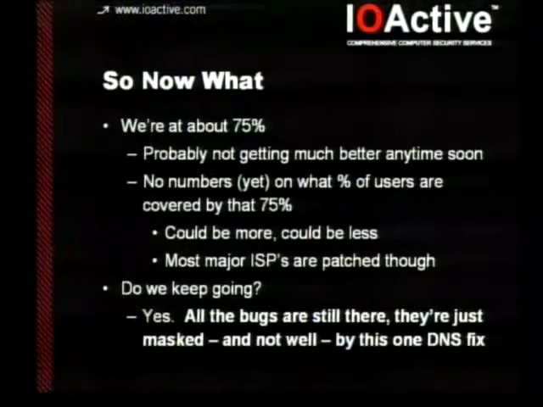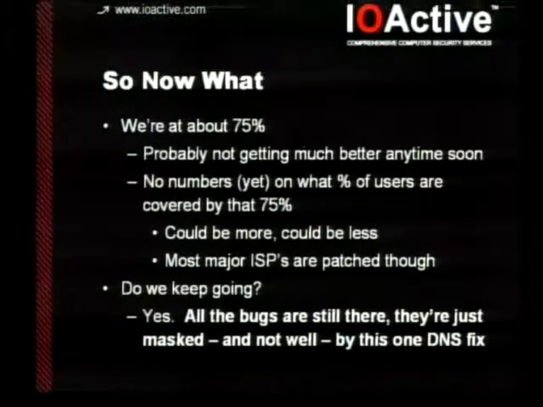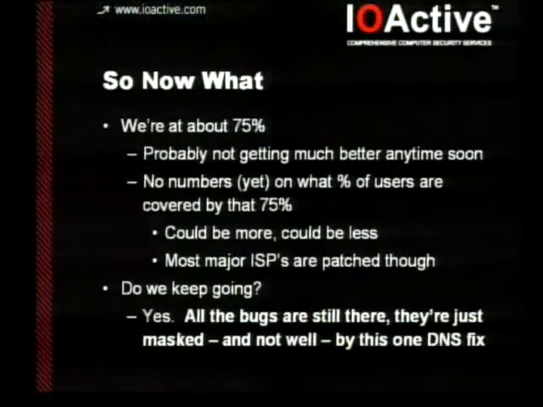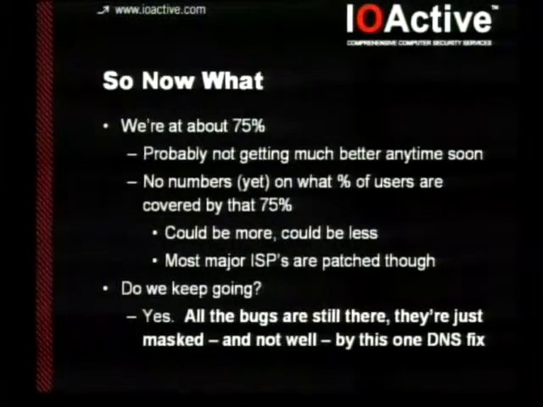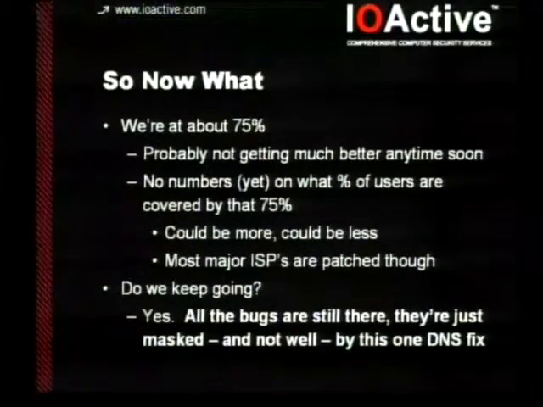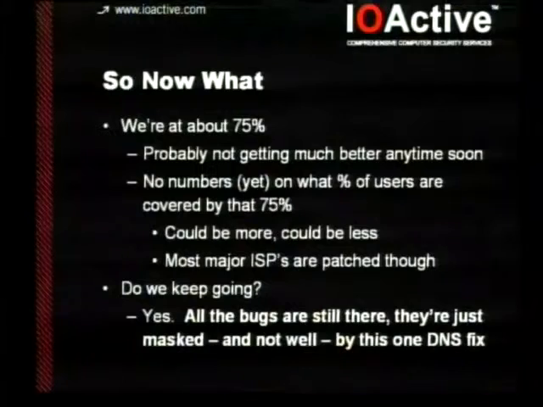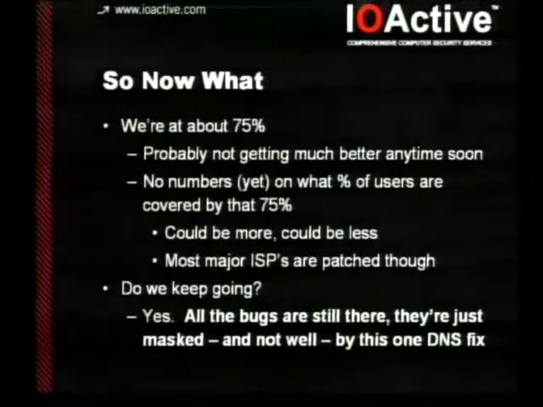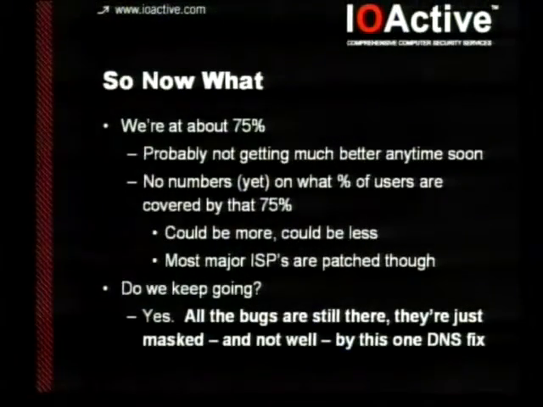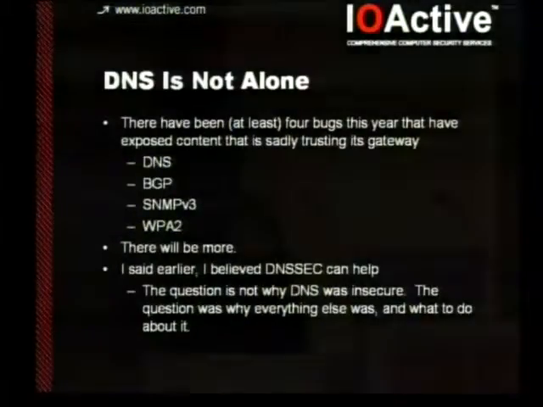Do we keep going? Are we done yet? No. All the bugs are still there. I mean, all the software I described is still broken. It's just we've kind of taped over the problem a bit, and not particularly effectively, by the one fix from 1999. So, DNS is not alone, guys. There have been at least 4 bugs this year that have exposed content which for some strange reason is trusting that its gateway has not been compromised. DNS bug was one.